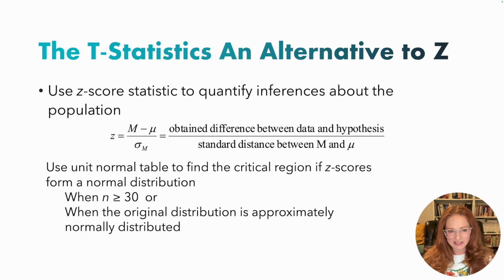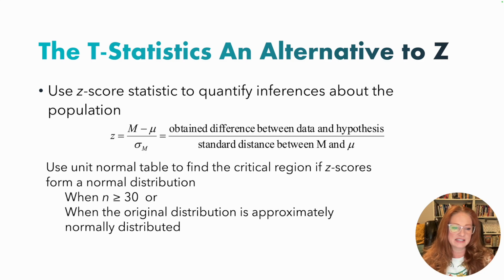The z-score statistic is useful to quantify inferences about the population. And again, you have your z equation there: z equals the sample mean minus mu, the population mean, divided by the standard distance between the sample and the population. You can use that unit normal table, your z table, to find the critical region. And if you find that your sample group fell in that critical region, you can say, my obtained z fell in that critical region, and I can reject the null hypothesis.